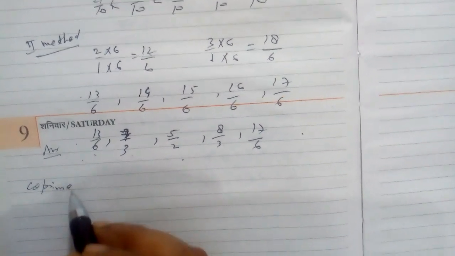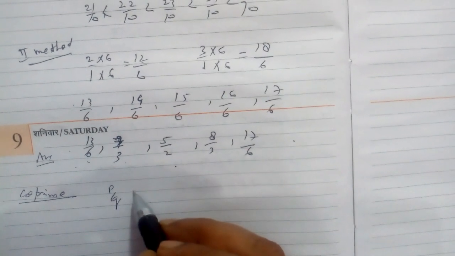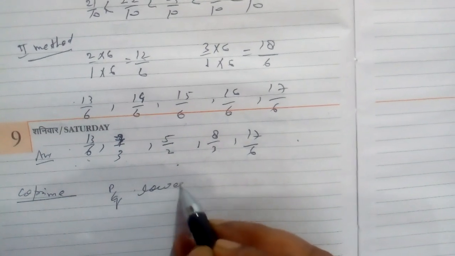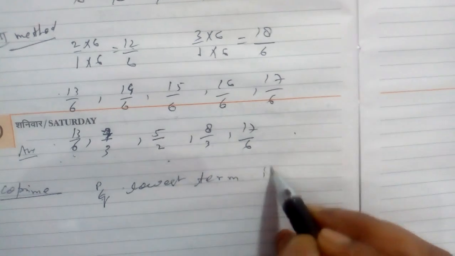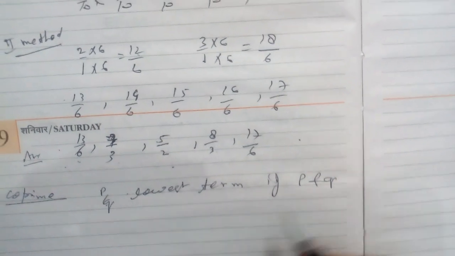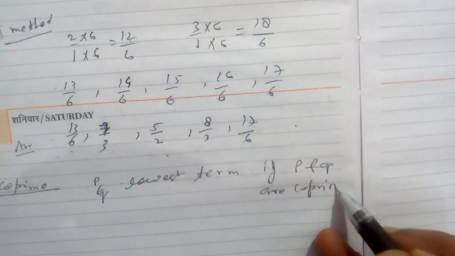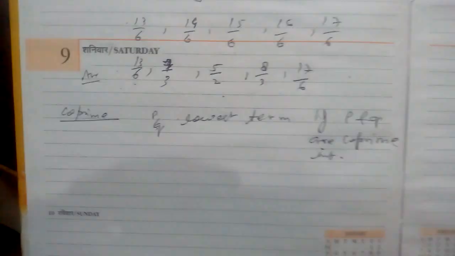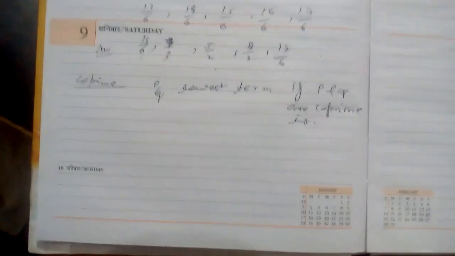Co-prime P and Q. P upon Q is in the lowest term if P and Q are co-prime. What is a co-prime integer? That I have told you. Co-prime means there is no common factor other than 1, meaning its HCF is 1.